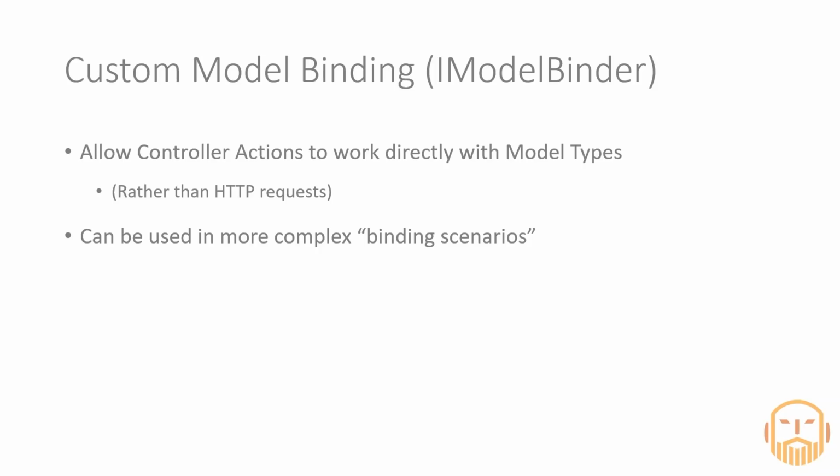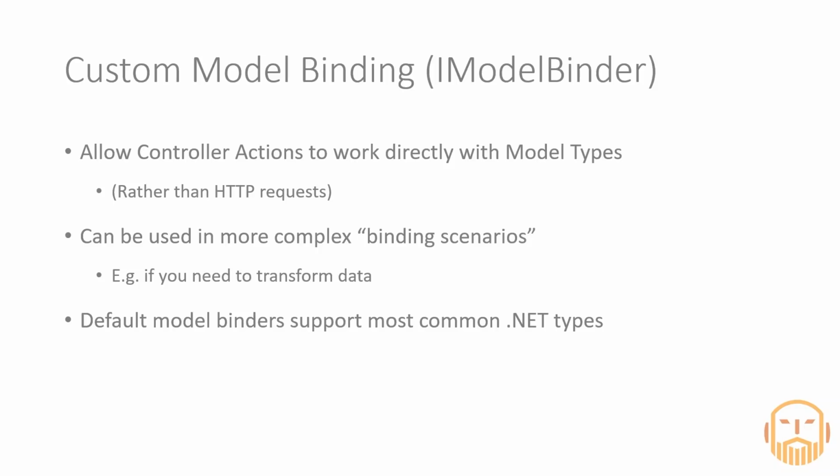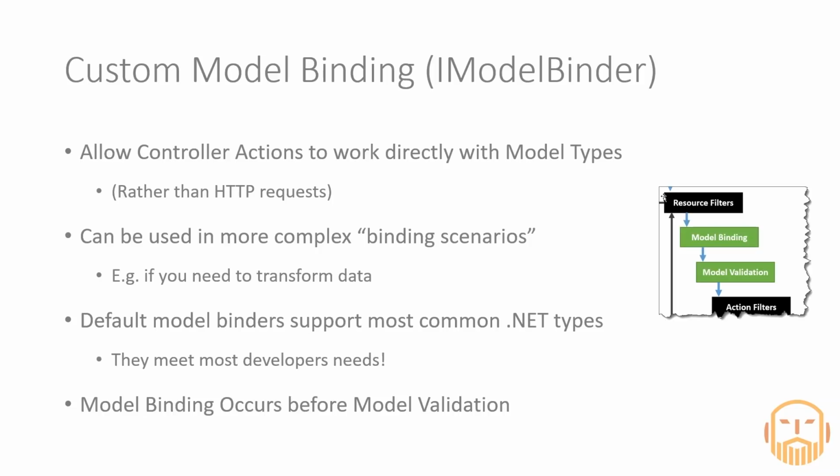It can be used for more complex binding scenarios, maybe where you have to do data lookups before passing it on to the controller action, or if you need to transform data or something like that. The default model binders support most common .NET types, so they meet most developers' needs. Certainly in my case, I've not used custom model binding in the real world at all. And yes, we've already seen this filter pipeline. Model binding occurs before model validation, and we're going to cover model validation in the next section.